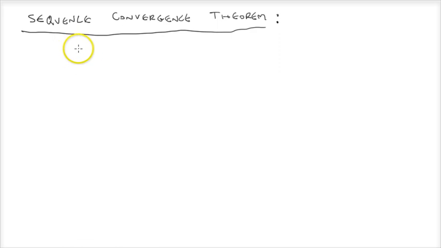So if we have a sequence a of n, any sequence, we can figure out if it converges if we take the limit as n approaches infinity, and so this is presumably an infinite sequence.